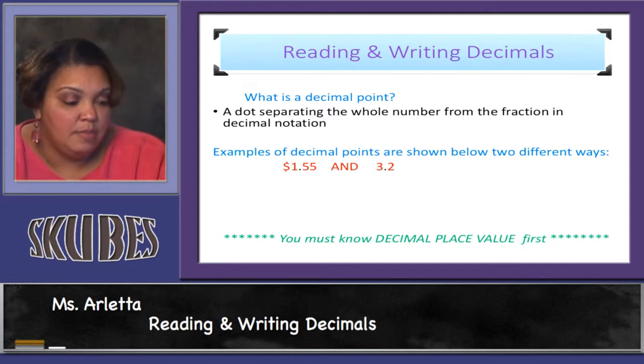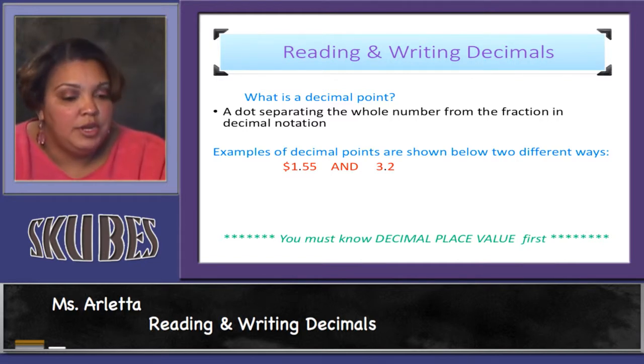A decimal point is basically a dot separating a whole number from the fraction in decimal notation. Here are some examples of decimal points shown below. We have $1.55 and we have 3.2.